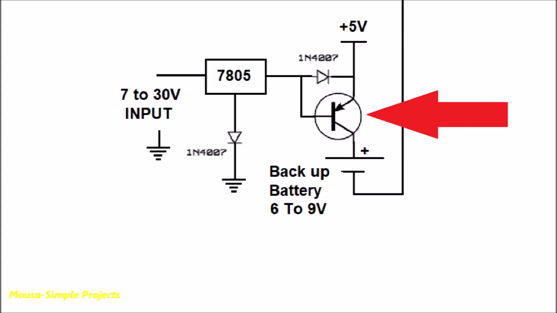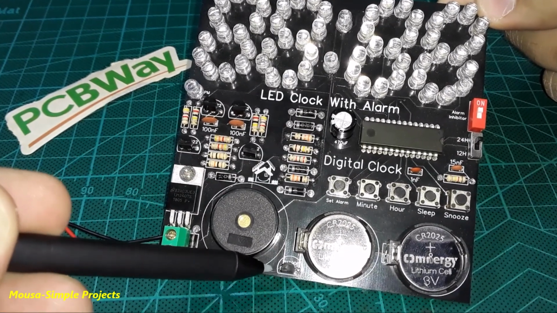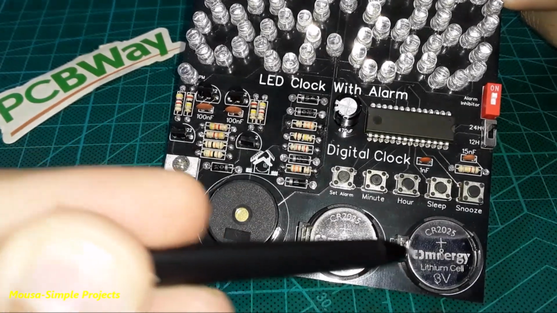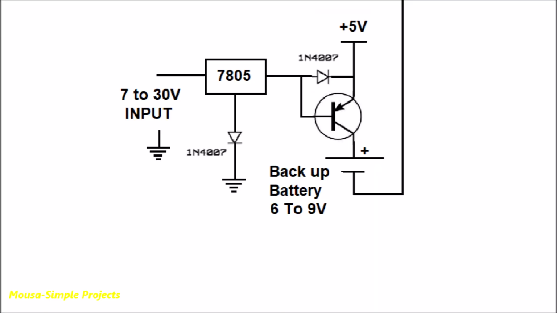I use this transistor here because I found that this circuit is drawing current from the backup battery even when the mains power is connected to the circuit. So I use this transistor to prevent backup battery drain. I use this diode here to cancel out the voltage drop of the second diode.